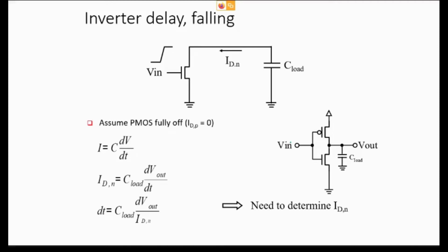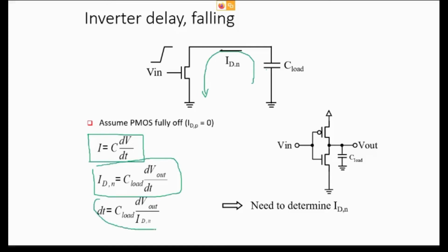I have already discussed that when your input is high, your PMOS is off and is taken out of the circuit, and your load capacitance is like this, and your drain current will move like this. So your current is equal to C dV by dt, and from here you will get dt equals C load dV out by IDN.